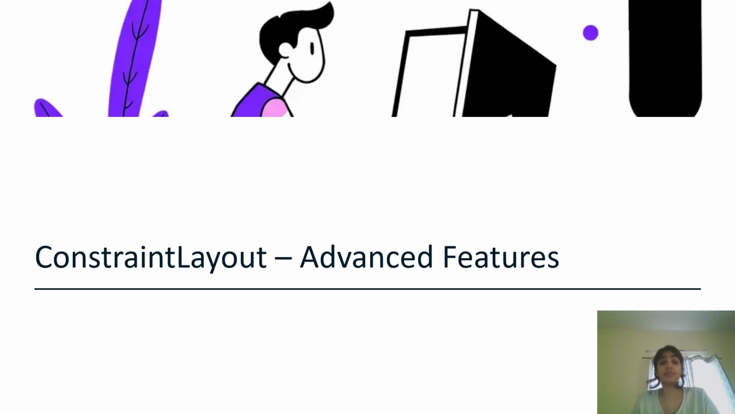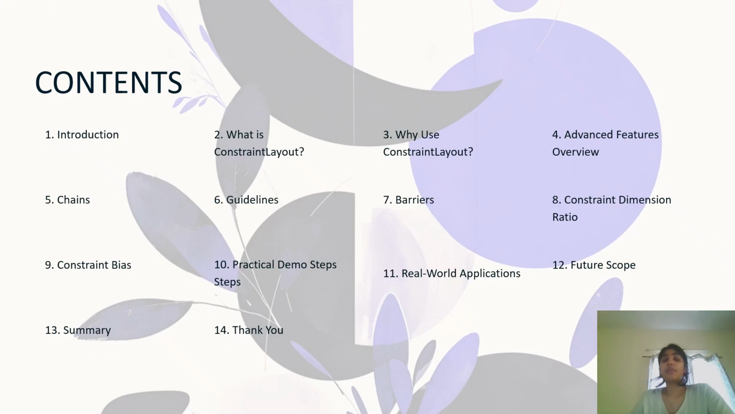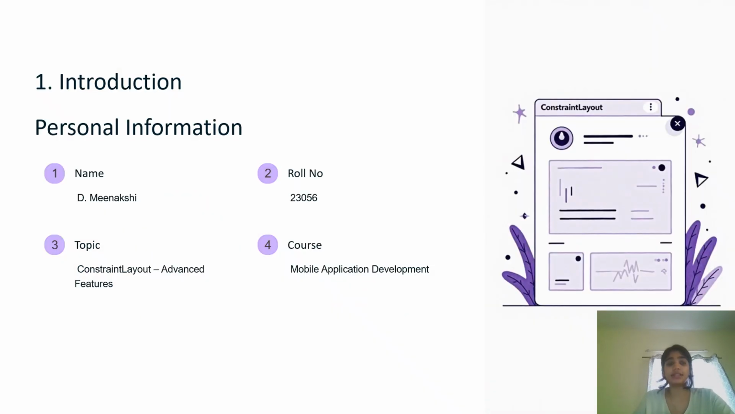Now we are going to talk about constraint layout advanced features. I am going to cover the introduction, what is constraint layout, why we use it, and advanced features: chains, guidelines and barriers, constraint dimension ratio and constraint bias, practical steps and real world applications.